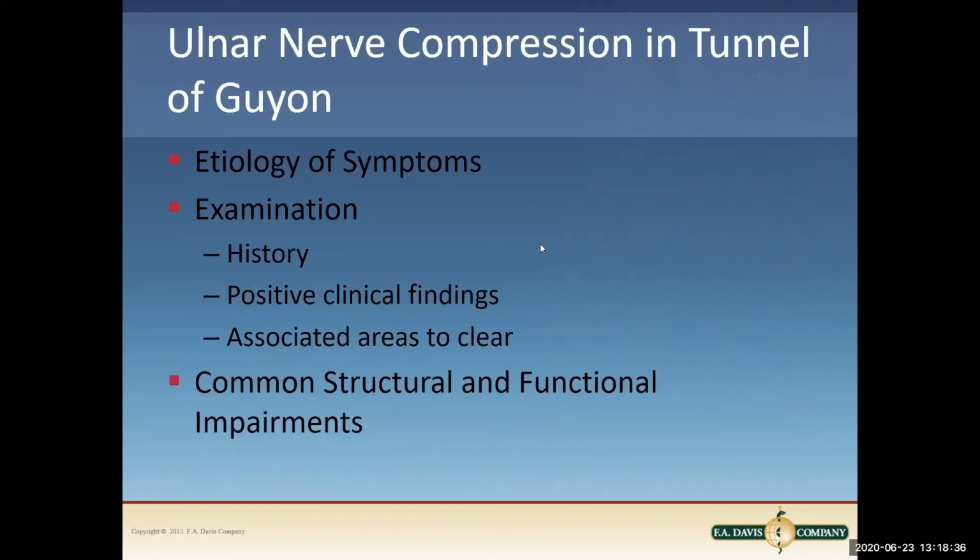Ulnar nerve compression can happen in the canal of Guyon. Does anyone know where the canal of Guyon is? Because you have your cubital tunnel and your canal of Guyon, where your ulnar nerve passes, right? So the canal of Guyon's down here on the medial compartment of the wrist, I'm sorry. See, even I'm getting tired. And then your cubital tunnel is back here, right?